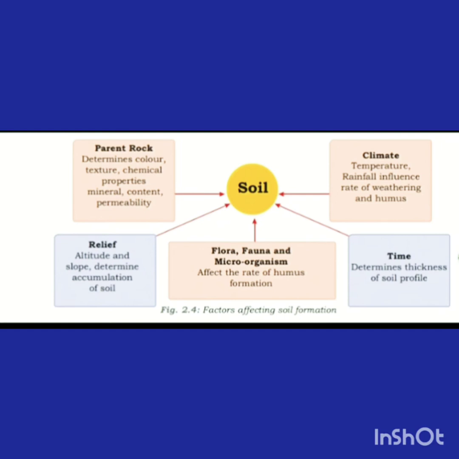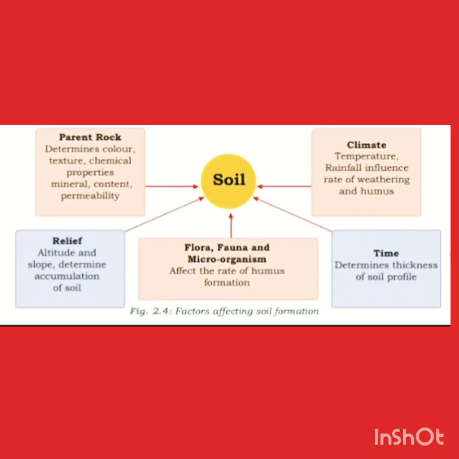So it is nothing but, in higher altitudes or on slopes the accumulation of the soil will be less, whereas in valleys and plains the accumulation of the soil will be more. The soil will be eroded from the higher altitudes or slopes, and it will get accumulated or deposited in the valleys and plains, right?